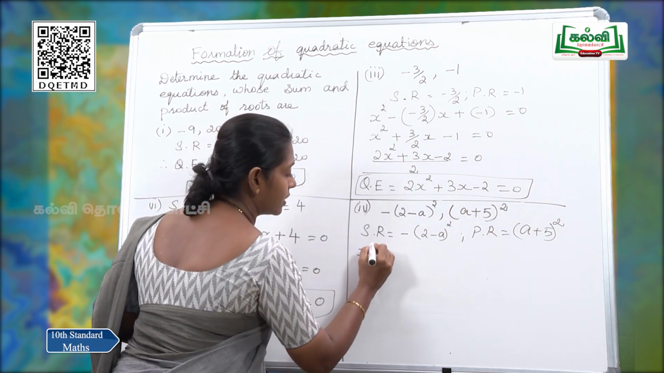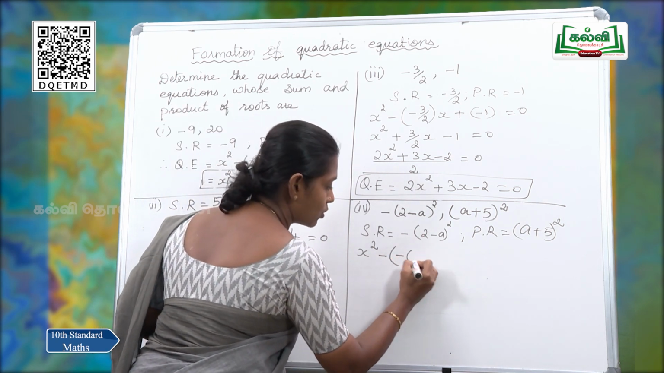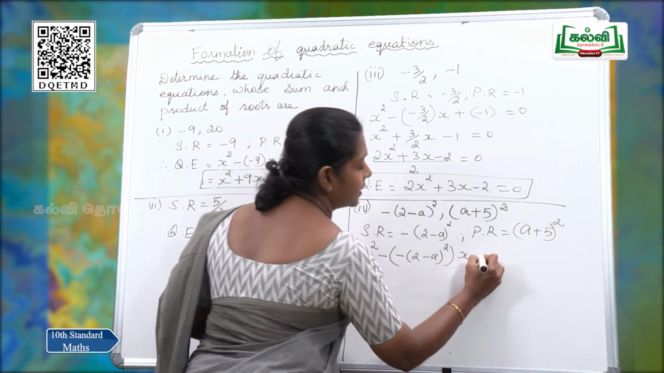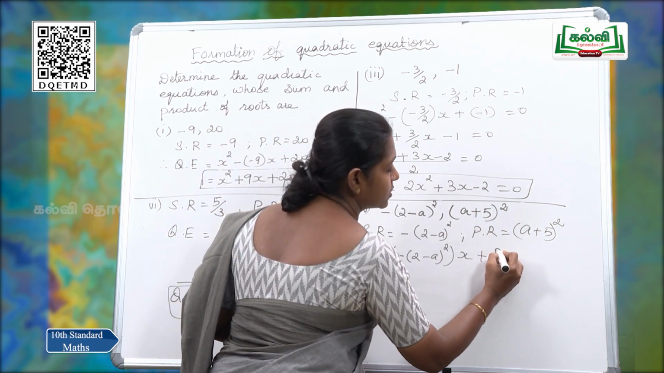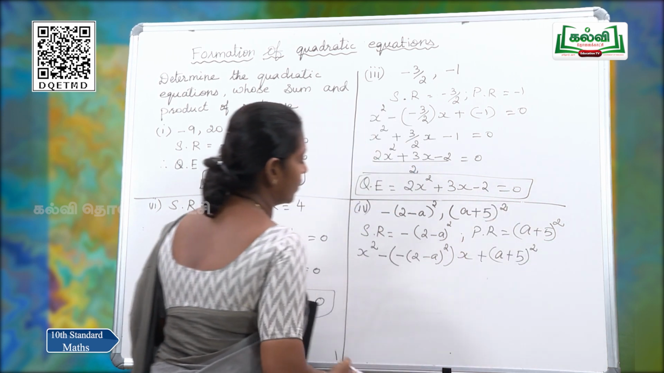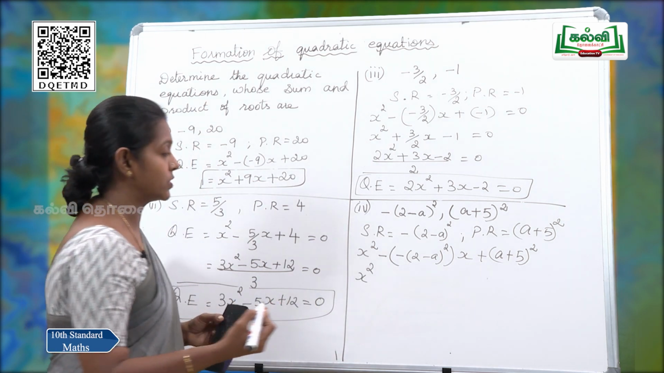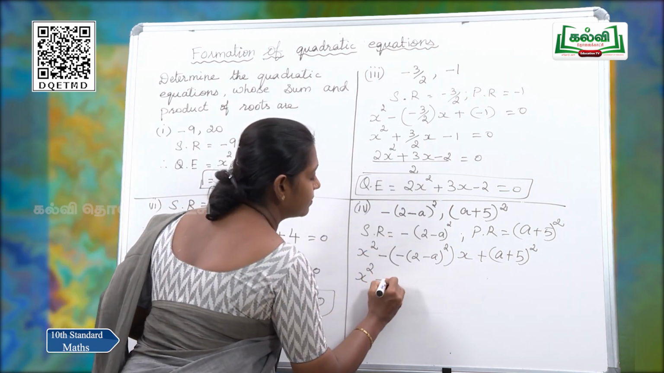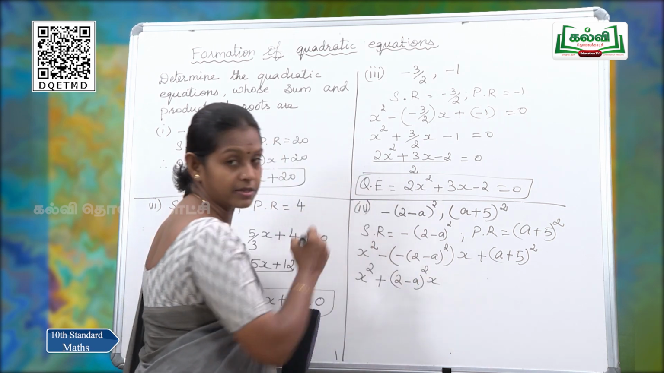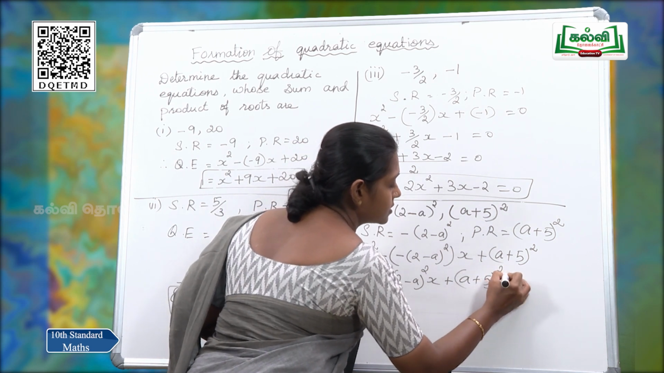Now, as usual, x squared minus sum of the roots, minus of 2 minus a whole squared, into x plus product of the roots, which is nothing but what? A plus 5 whole squared. Now, as usual, you have to remove all those brackets and simplify the question. So, minus into minus will become plus: x squared plus 2 minus a whole squared x plus a plus 5 whole squared.